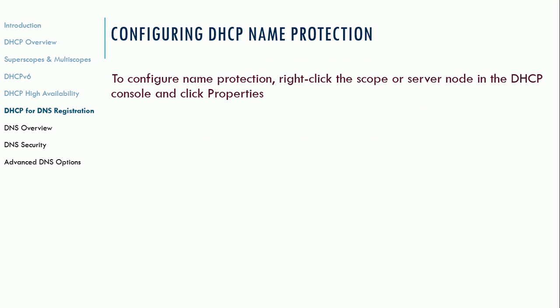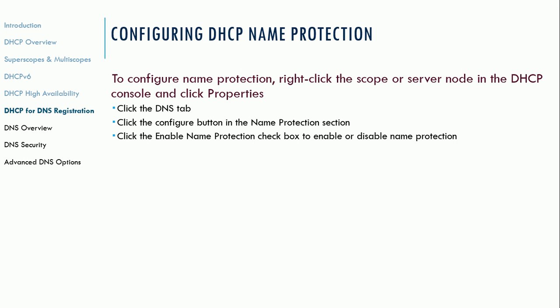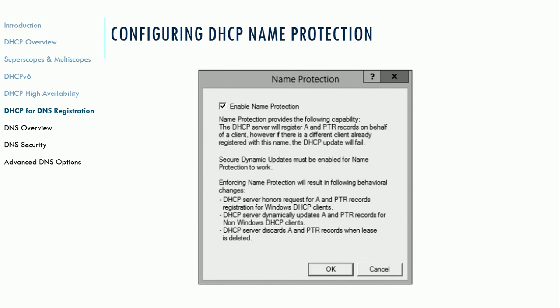To configure DHCP name protection, you're going to right-click on the scope in the server in DHCP. You're going to click Properties, go to the DNS tab, click the Configuration button, and then click the Enable Name Protection box, which looks like this. And this will enable the feature in Windows, which will prevent this issue. So it's a good idea to use this in your network if you're using Windows DNS, and if you're using Active Directory, of course, in the Windows ecosystem.